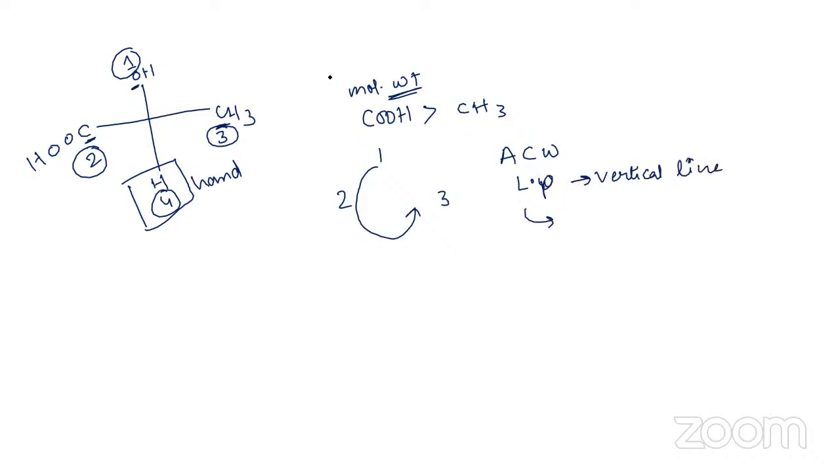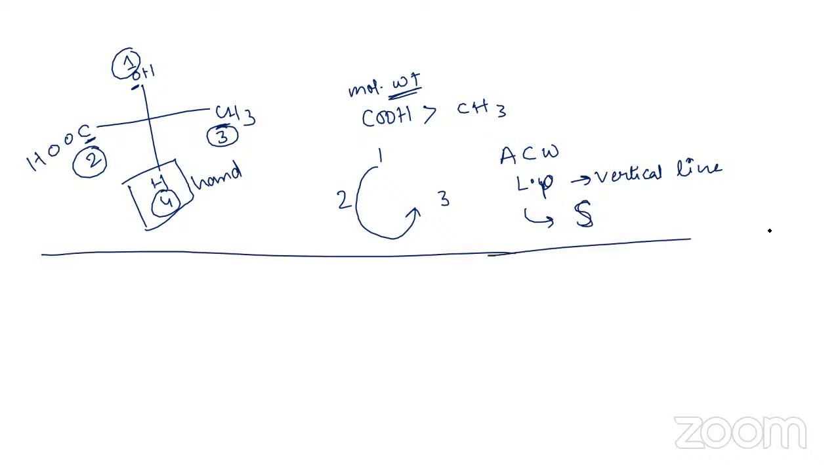Now tell me what type of configuration it is. Tell me in the chat box. What type of configuration? RRS. Yes, very good, Gujarat. So this is S configuration.